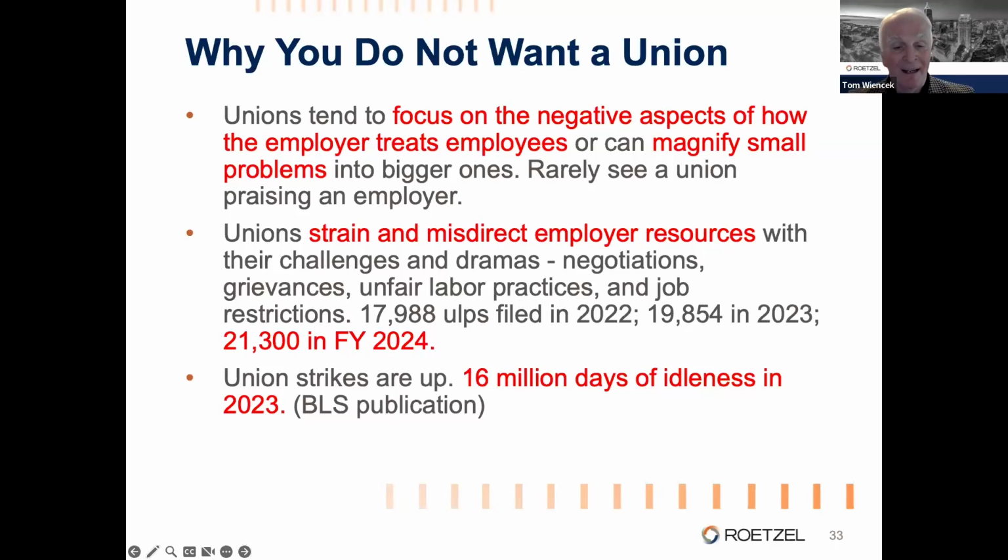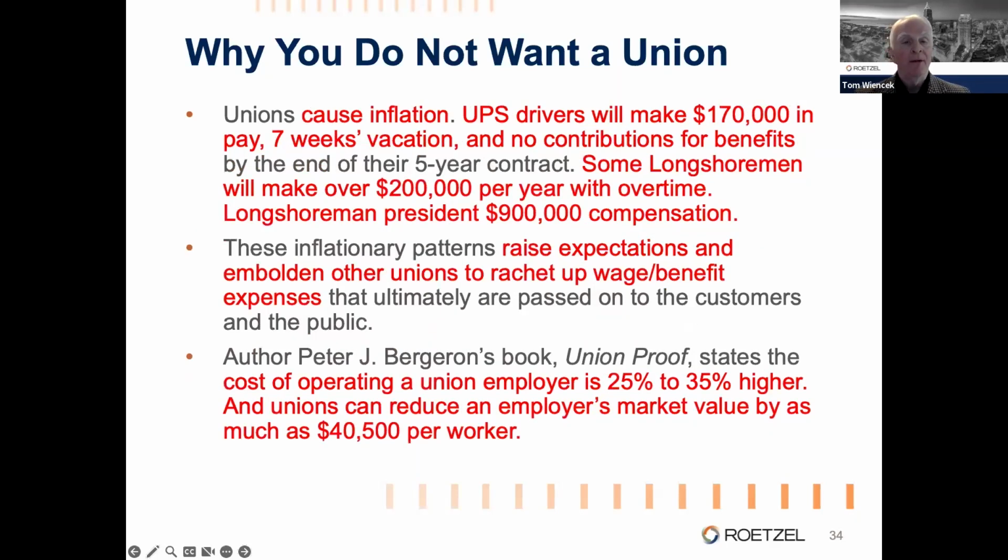Union strikes are also up. There were 16 million days of idleness in 2023. Unions also cause inflation. UPS drivers will make $170,000 in pay with 7 weeks vacation, no contributions for benefits by the end of their 5-year contract. And some longshoremen will make over $200,000 a year with overtime. And the longshoreman president is making $900,000 a year in compensation. These kinds of inflationary patterns raise expectations and embolden other unions to ratchet up wage and benefit expenses in industries that really can't afford them. And those are ultimately passed on to the public.